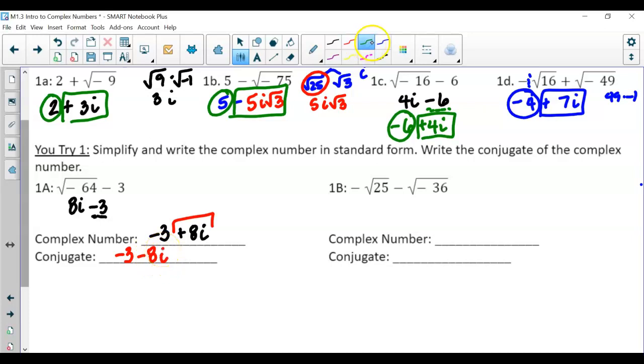So then here you have negative 1 because it's outside. So negative, now that's the square root of a positive 25. So that's just negative 5, not imaginary. Minus. Now notice you are taking the square root of a negative 36. So this is imaginary, 6i. So you do have this already in standard form. Then change the sign, but only the imaginary for the conjugate. So negative 5 plus 6i is your conjugate.